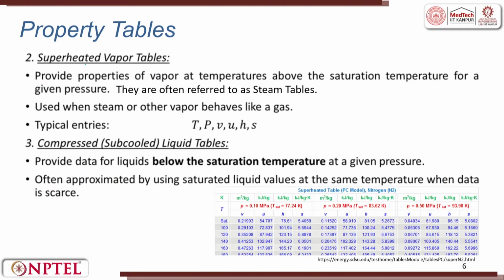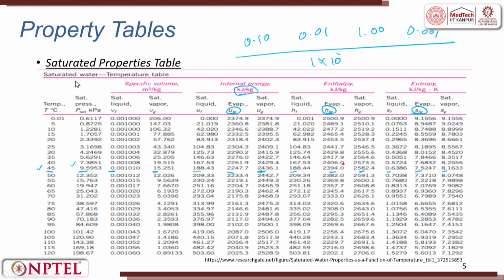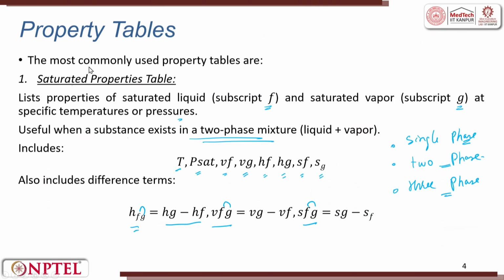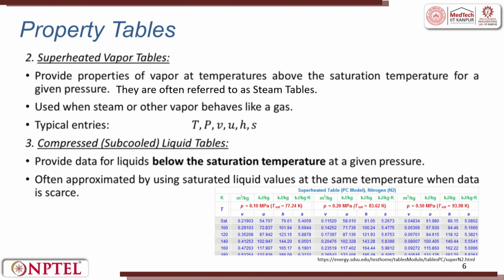Next property is superheated vapor table. First, what did we see is saturated properties, we saw saturated properties table. Next is superheated vapor tables. It provides properties of vapor at temperatures above the saturated temperature for a given pressure. They are often referred to as a steam table. Like periodic table, you have a steam table.